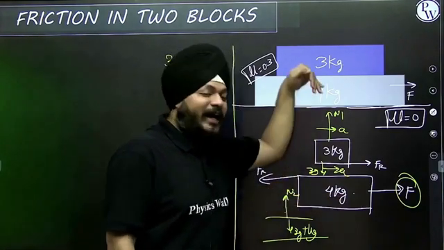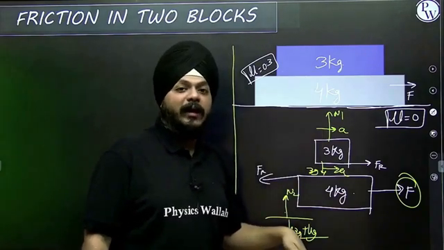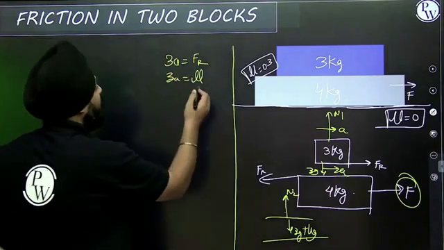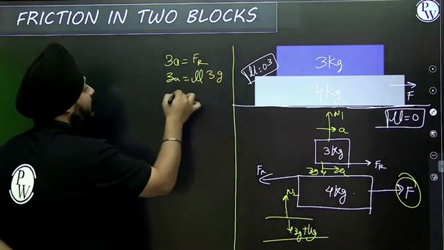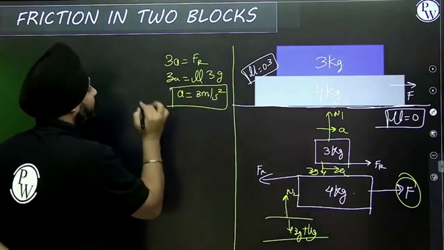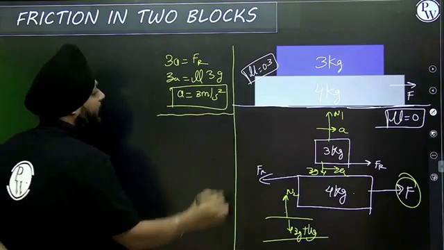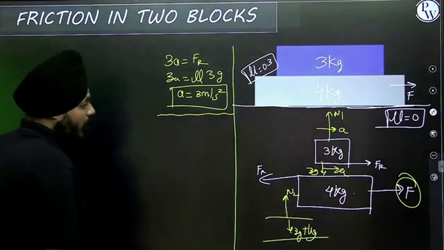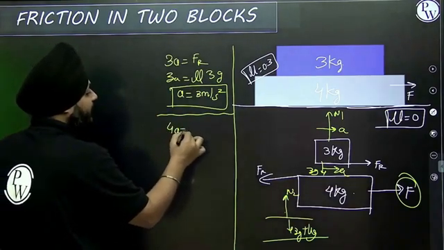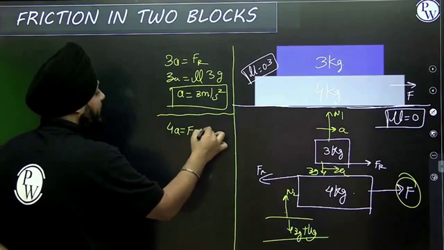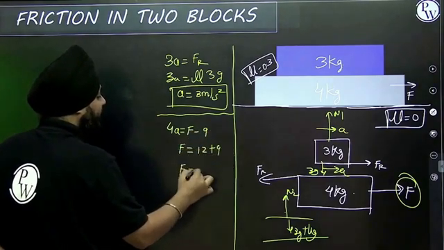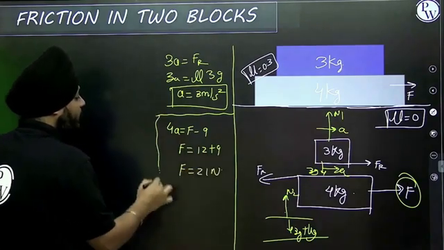Similarly, at the bottommost part, the entire system is applying the load, so we are having 7g as the normal. Here it will be mu into 3g, so the acceleration will be 3 meter per second square. This can be the common acceleration of the system. Now, what will be the value of the force? Can I say 4a is equal to F minus 9. So F will be 12 plus 9. F will be equivalent to 21 Newton, right?